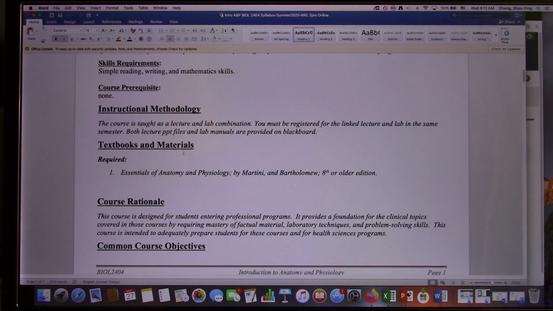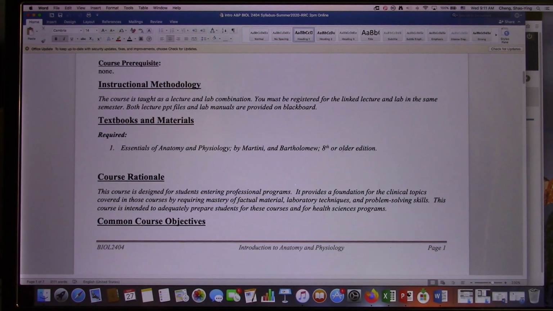The textbook is Essentials of Anatomy and Physiology by Martini. You can use an older edition. I provide the PowerPoint and the lab manual, so you have the information you need. But I still want students to have a textbook, because the textbook always explains in detail, so it will give you a better concept. Especially when you read the PowerPoint and find something you don't understand, go back to the book. And this is the only thing required.